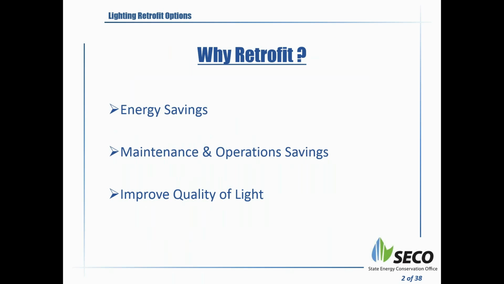Well, the basic question is, why retrofit? Different people have different reasons, but most of them will be saying that we want to do an energy retrofit or lighting retrofit for energy savings, for maintenance and operation savings, and to improve the quality of light. So generally, these will be the three objectives that people will be looking into, and those will be the reasons that you'll be potentially considering a lighting retrofit.